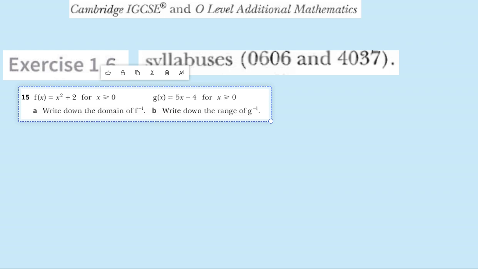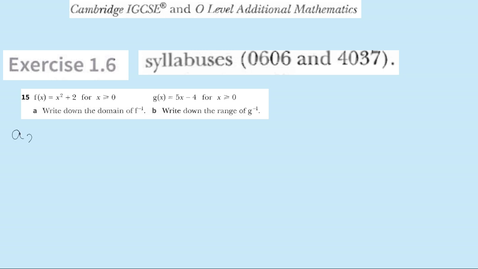This is question number 15. f(x) is equal to x squared plus 2 for x greater than or equal to 0. g(x) is equal to 5x minus 4 for x greater than or equal to 0. Part A. Write down the domain of f inverse.